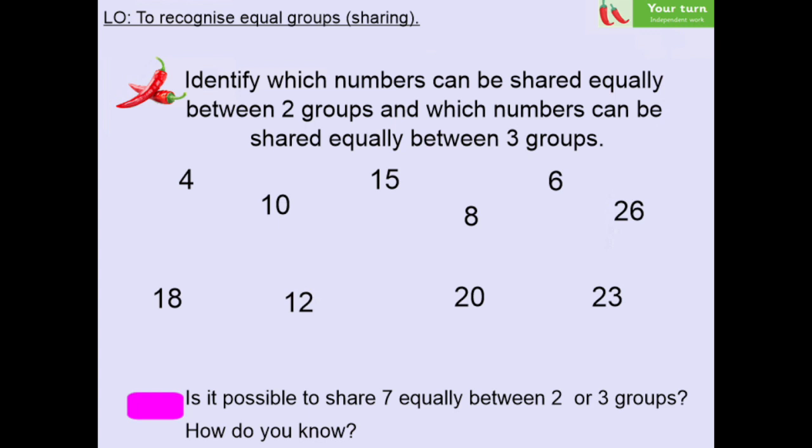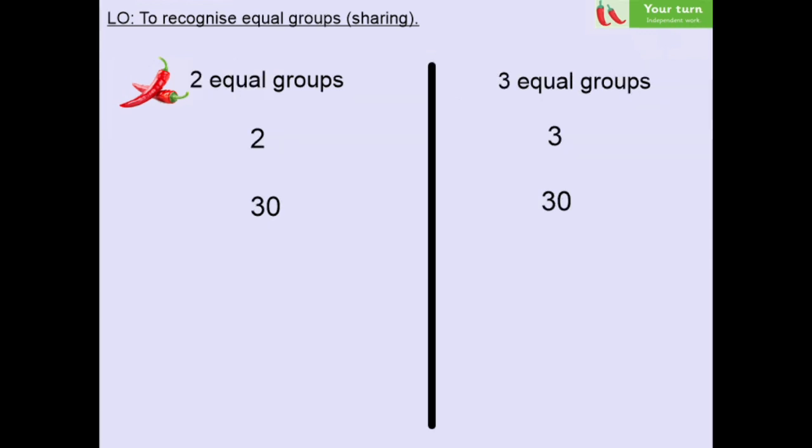Let me show you how you could set it out. I've got 2 headings, 2 equal groups and 3 equal groups. I worked out that 2 can be shared equally into 2 groups, but not by 3, and 3 can be shared into 3 equal groups, but not into 2. The number 30, though, I found could be shared into 2 equal groups and 3 equal groups, so I've written 30 underneath both of my headings.